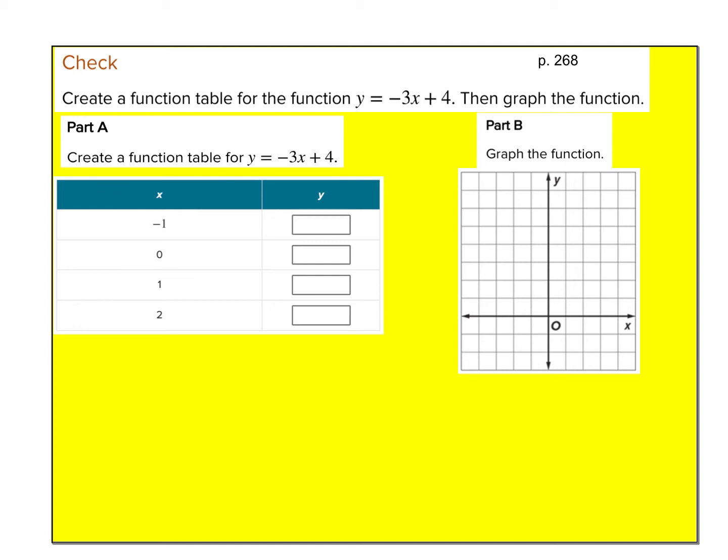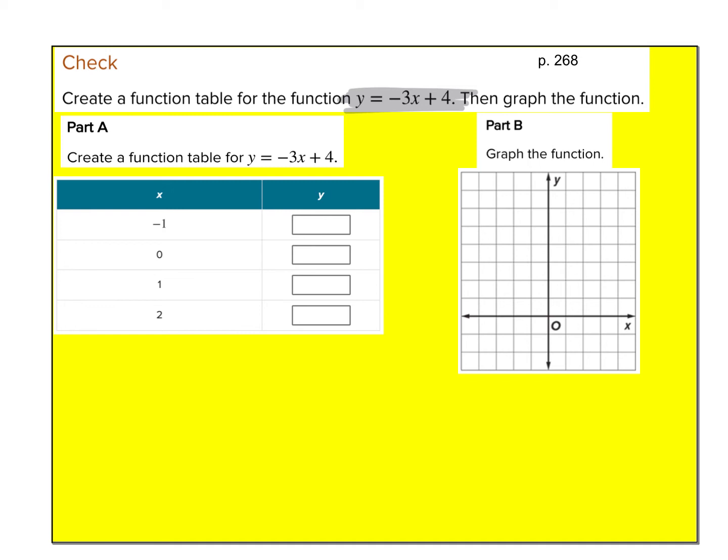All right, if we look at the next one, I have a function up here, y equals negative 3x plus 4. It says to make a function table and then graph it. So I want you to pause the video, and I want you to fill in the function table, and then I want you to attempt to graph it. And then when you are done, you are going to check it. So start by doing the table.